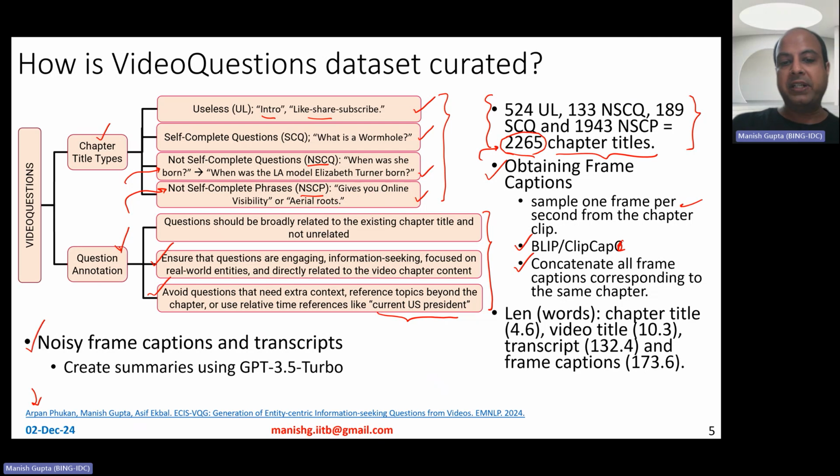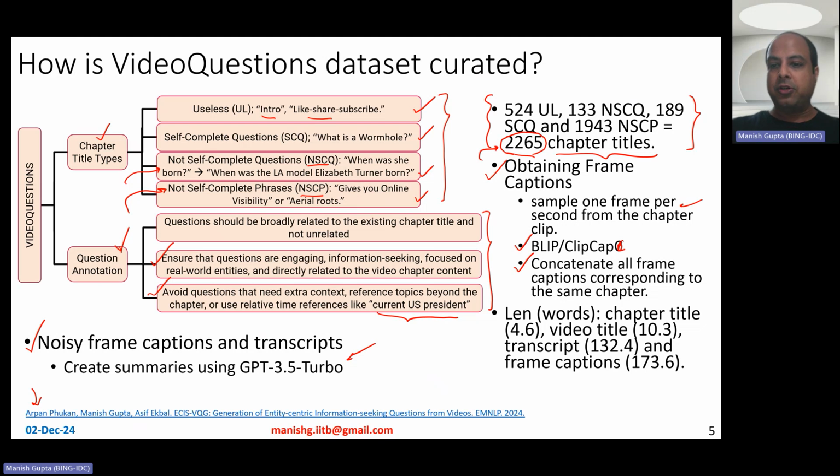So what we did was pass these frame captions and transcripts to GPT-3.5 Turbo and ask it to create summaries. Summaries help us do two things. One, it reduces the overall size of the frame captions and transcripts. And second, it also cleans up the noise. So both of them are good things. That is why I used GPT-3.5 Turbo, so as to get a cleaned visual representation in text form, in a nice summarized form.